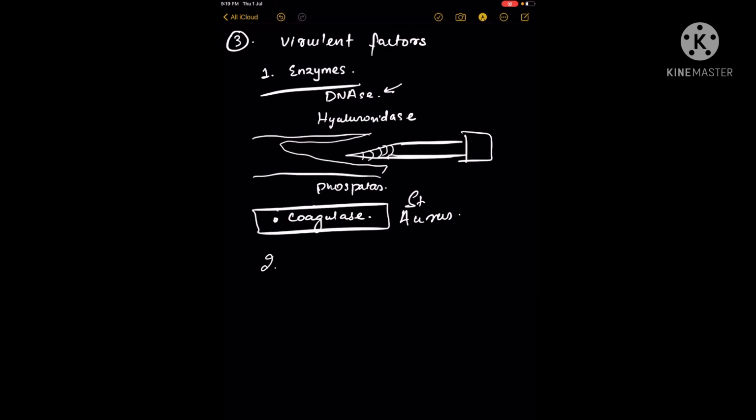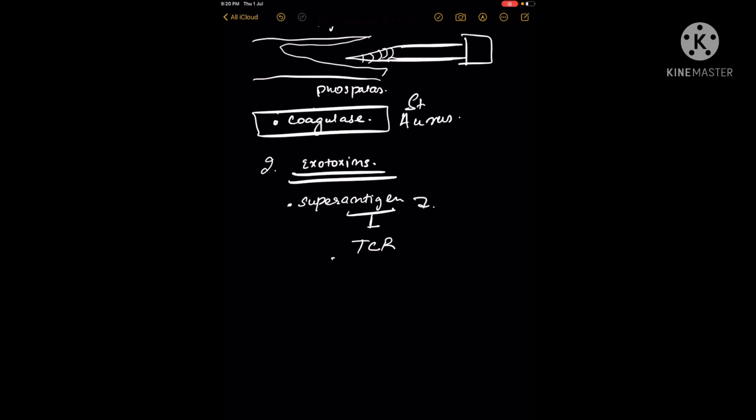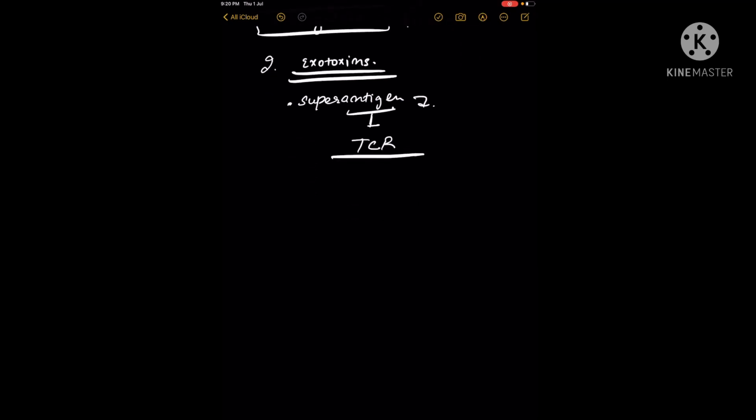Now coming to the second one, exotoxins. The thing about these exotoxins is that they are superantigens. So what is a superantigen? A superantigen is an antigen that directly binds to the TCR, the T cell receptors. Three major exotoxins are worth discussing. The first one is exfoliative toxin.